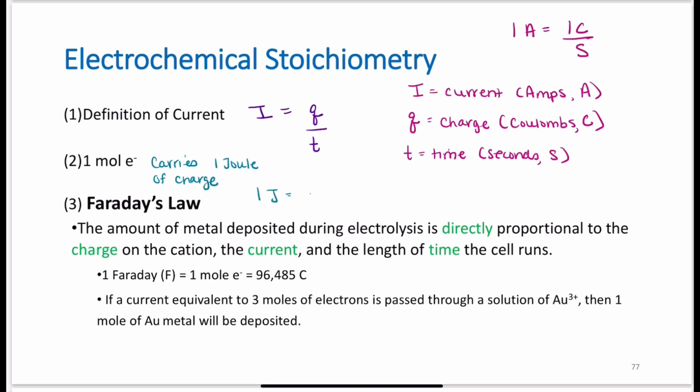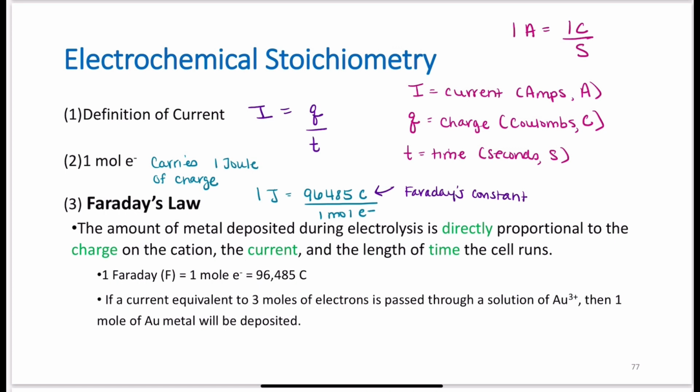One joule is equal to 96,485 coulombs per 1 mole of electrons. This number is known as Faraday's constant. You'll see some people report it as 96,500. That's fine. I use 96,485 just as how I have it memorized.